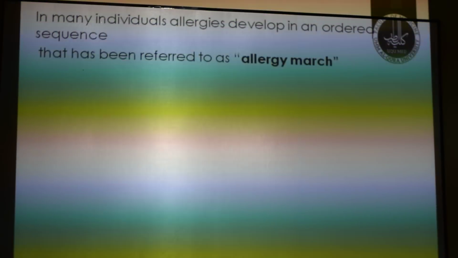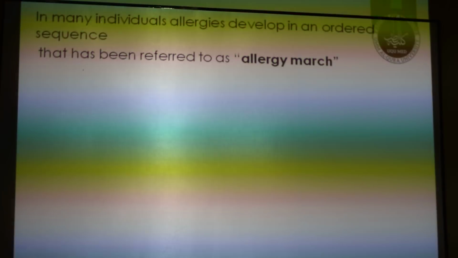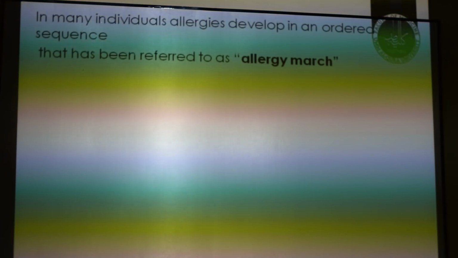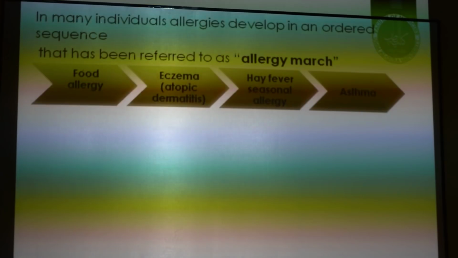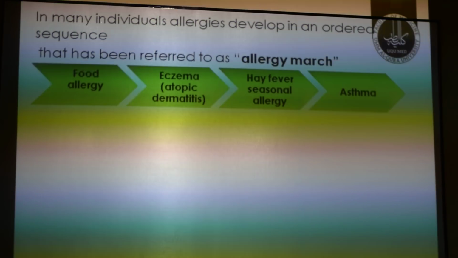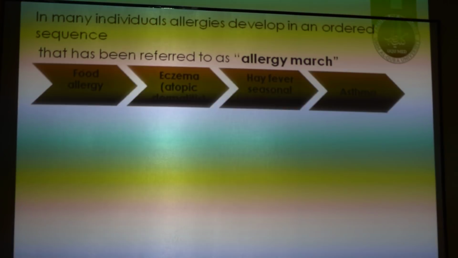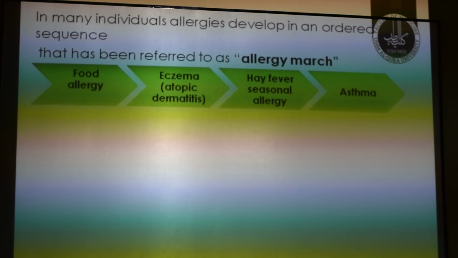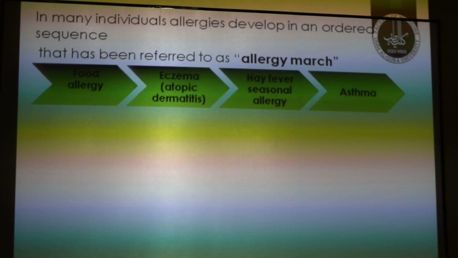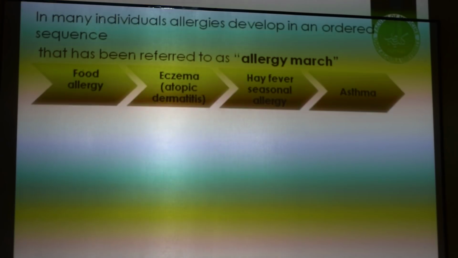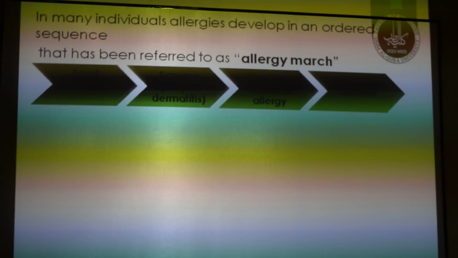Now there is a phenomenon that is termed the allergy march. What is the allergy march? When children are small, they sometimes tend to have food allergies. Now this sequence, if you see here, after food allergies comes eczema or atopic dermatitis, then hay fever or rhinitis, sneezing and runny nose, and finally asthma.